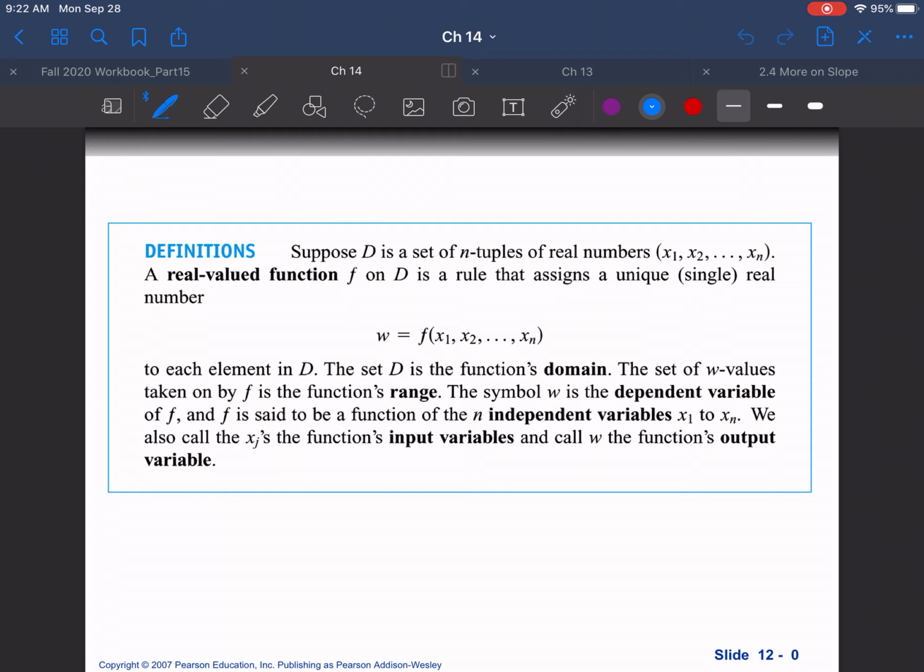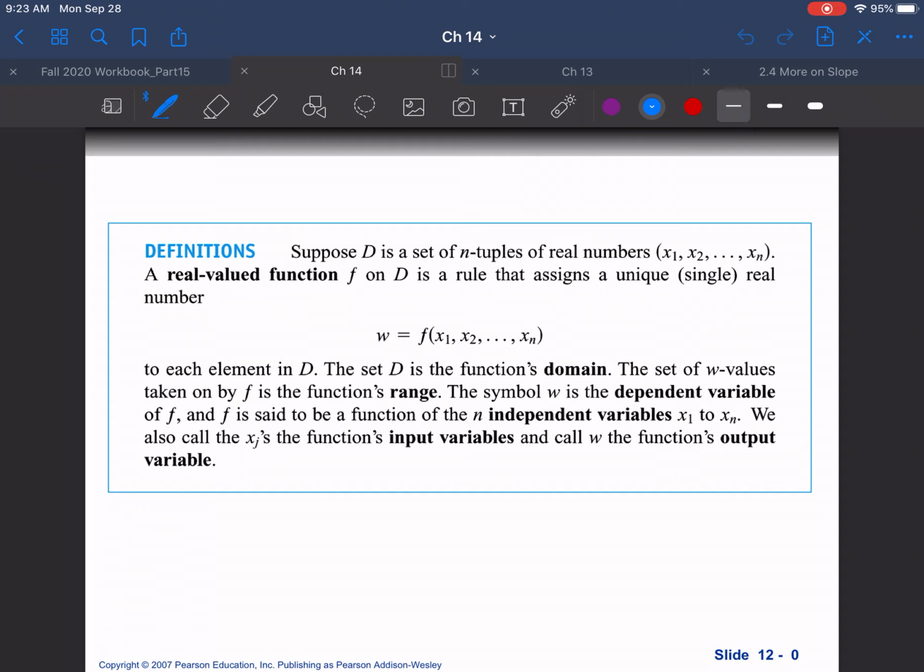In other words, we're going to give it some input values, follow a rule, and it's going to map us to a single real output number for each element in D. That real output number we're going to call W. So we'll have a function of multiple variables that maps us to a value W. The set D is the function's domain. The set of W values taken on by f is the function's range.